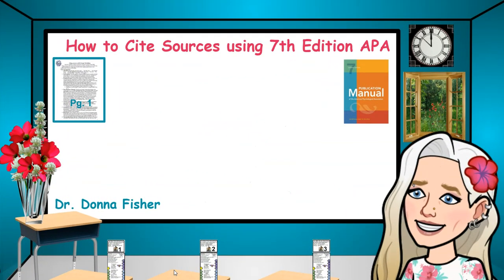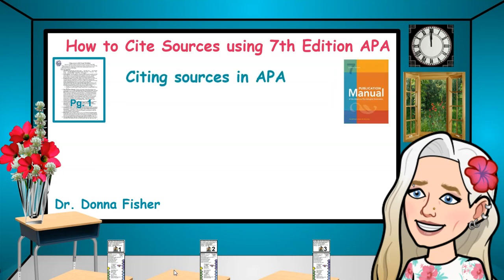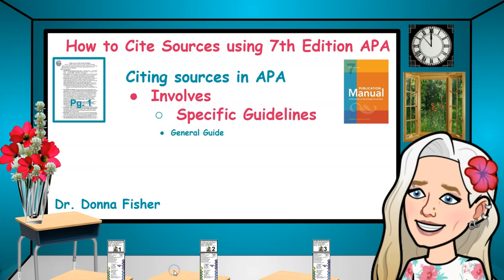Citing sources in APA, American Psychological Association 7th edition, involves following specific guidelines for various types of sources. Here's a general guide on how to cite common types of sources in APA format.